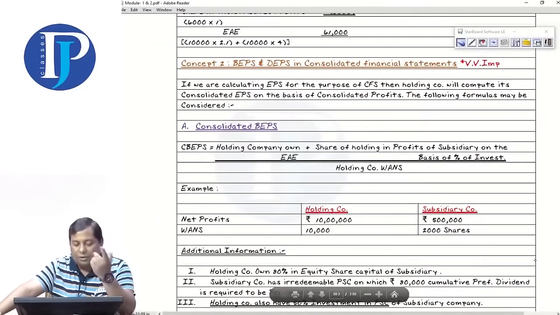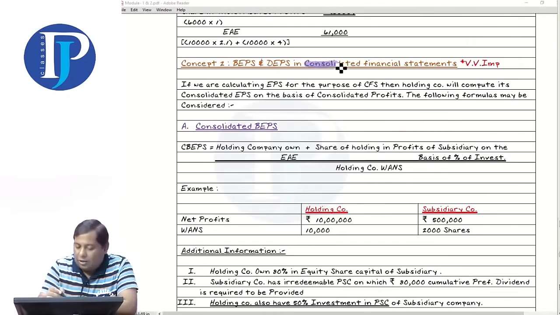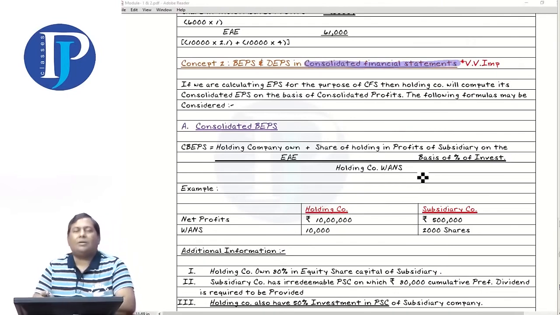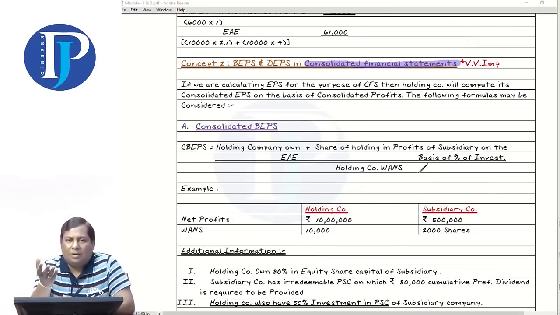Then I took you to another point in various concepts. And that was consolidated financial statement, CFS. CFS is holding plus subsidiary. Everyone has read consolidation? I have also shared the revision classes on consolidation. What you have to do?